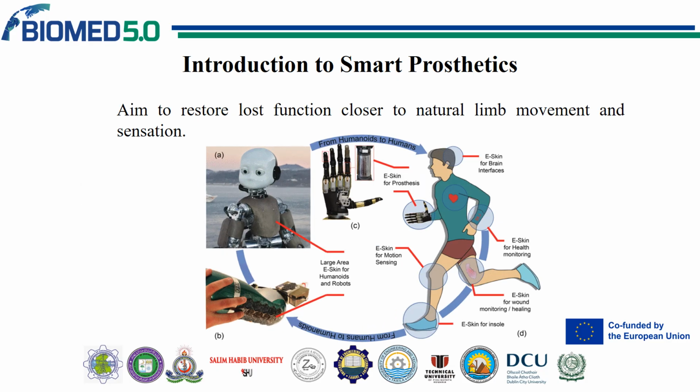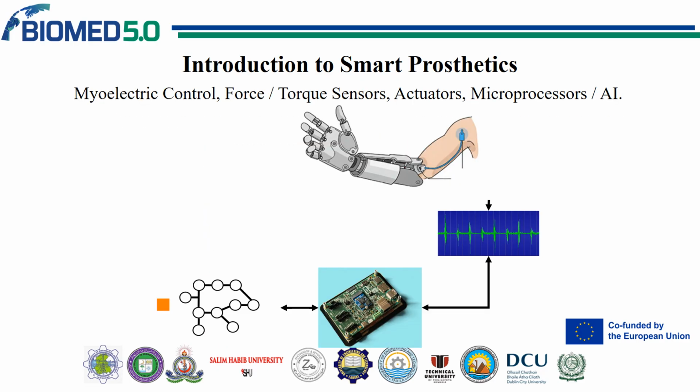The primary aim of smart prosthetics is to improve the quality of life for individuals with limb loss by restoring, or in some cases enhancing, natural mobility, functionality, and independence through advanced technology.